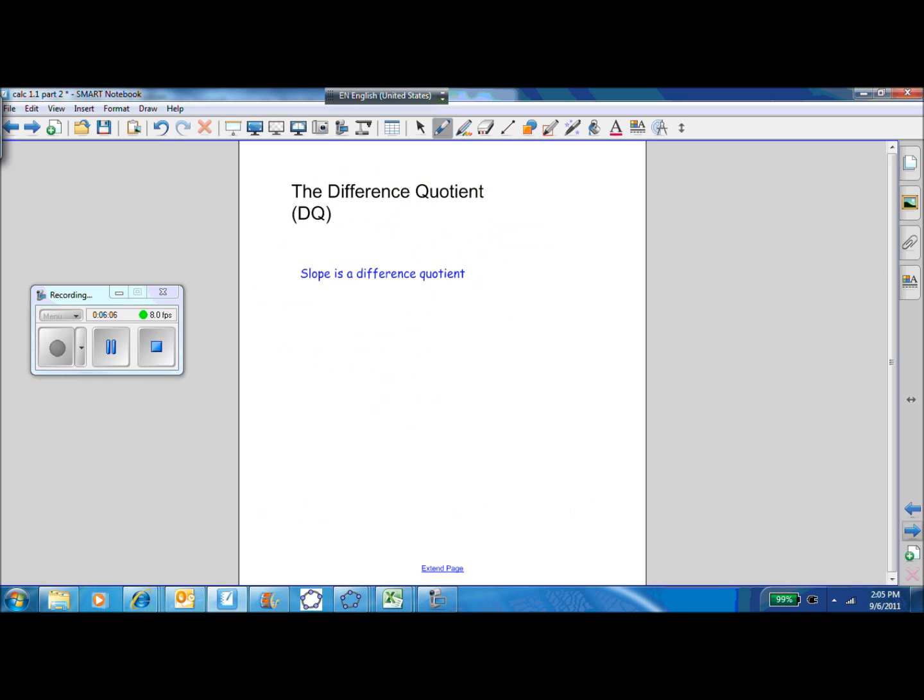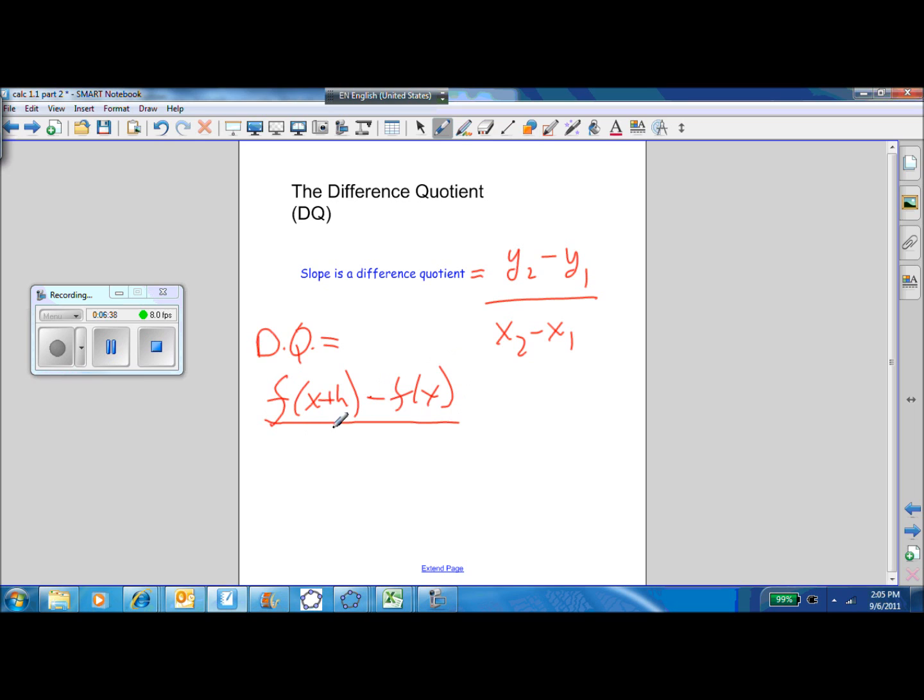Now, the difference quotient. The difference quotient is a fancy way of saying slope. Slope is a difference quotient. Remember the formula? y2 minus y1 over x2 minus x1. That's a difference quotient. That's a difference put into a quotient form, this big division. Now, we're going to use this form a lot for the dq. The difference quotient equals f of x plus h minus f of x all over h.